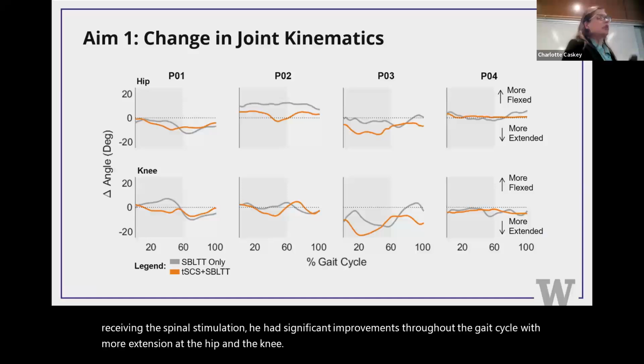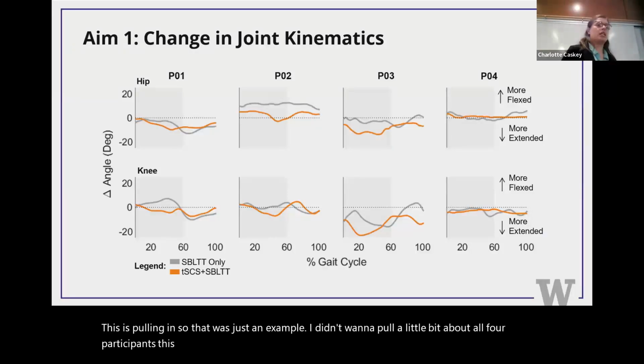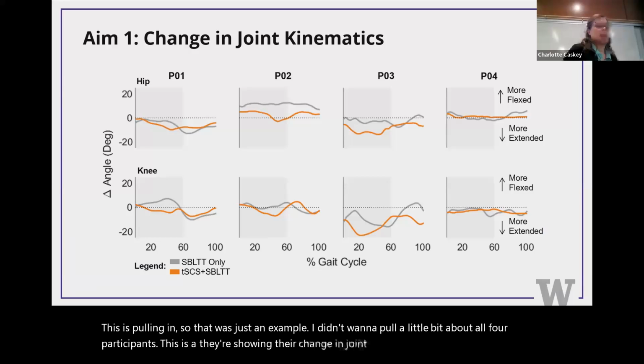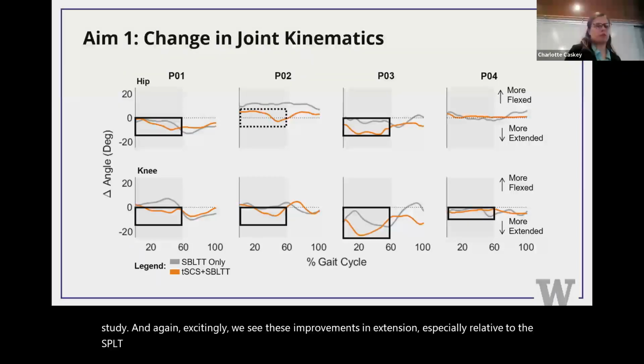So that was just an example. I did want to pull in a little bit about all 4 participants. They're showing their change in joint kinematics during each phase of the study. And again, excitingly, we see these improvements in extension, especially relative to the SBLTT only portion of the study.